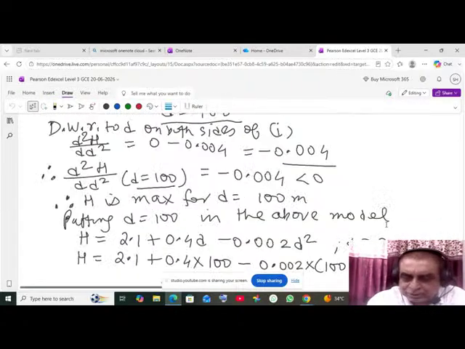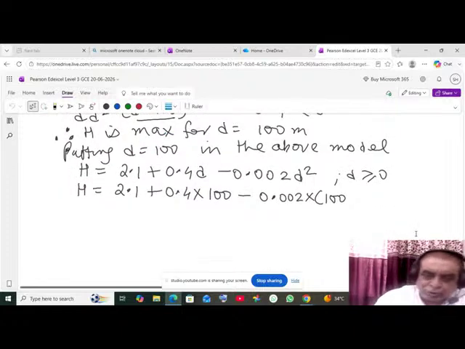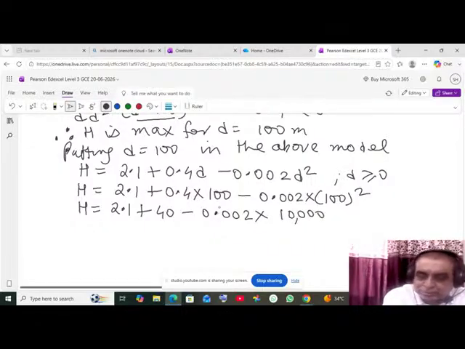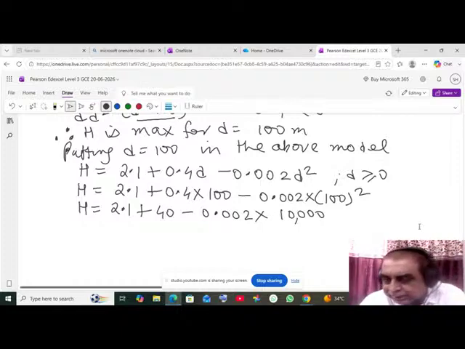So in the place of d you write 100 and solve, and whatever value of h you get will be the maximum height. So this is 2.1, and 0.4 multiplied with 100: shift the decimal point 2 places to the right, this becomes 40. And 0.002 times 100 whole squared, which is 10,000, so shift the decimal point 4 places to the right.